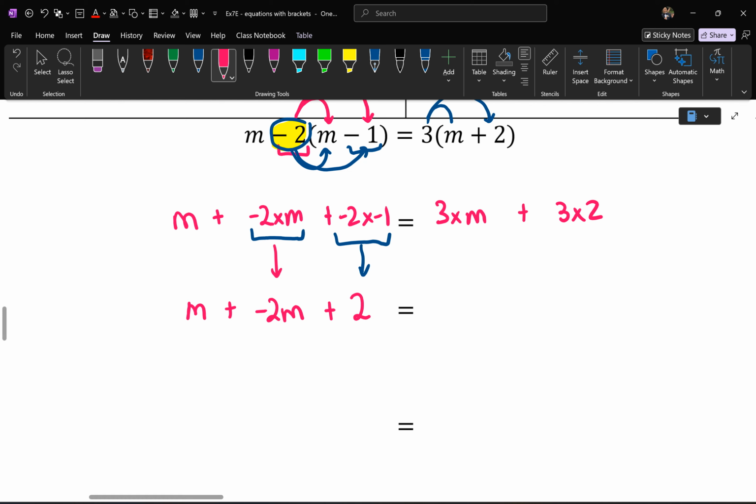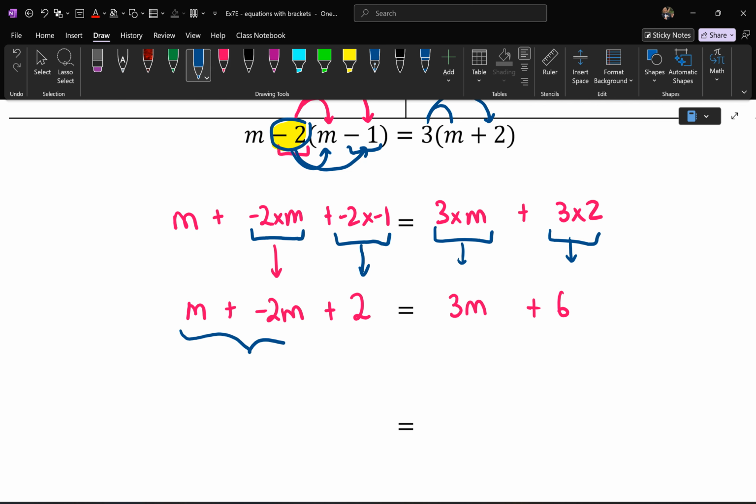Next bit, 3 times m. What's 3m? Oh, I just told you the answer, actually. 3 times m is 3m. And then finally, 3 times 2. What's 3 times 2? 6. So this is plus 6. Very good. Now, let's calculate. Collecting like terms on the left-hand side over here.